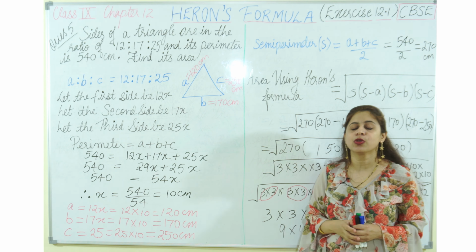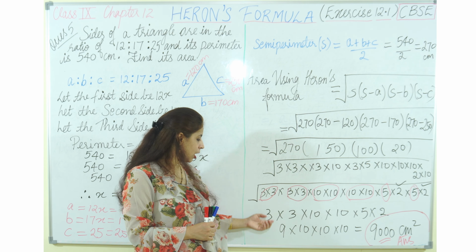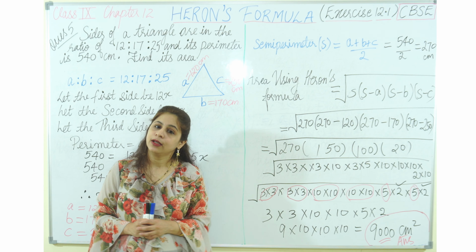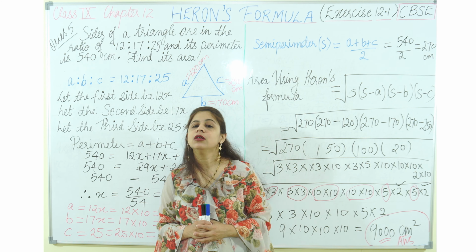The formula for the area of the triangle is Heron's formula basically, because the chapter is of Heron's formula, so we need to apply Heron's formula. So we substituted all the values, and ultimately we did the pairing. We found out the factors and we did the pairing of 2, and each pair will give one value that comes out, and ultimately we got the answer as 9000 centimeter square.